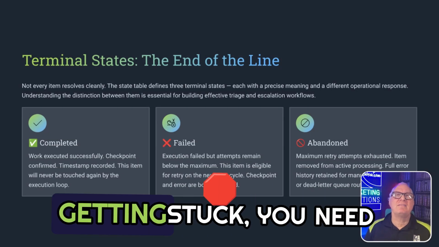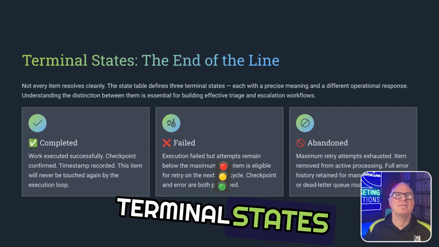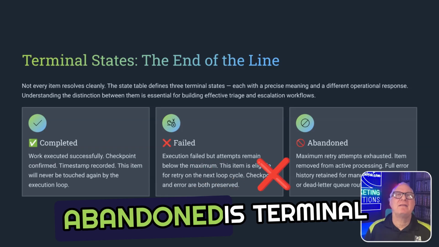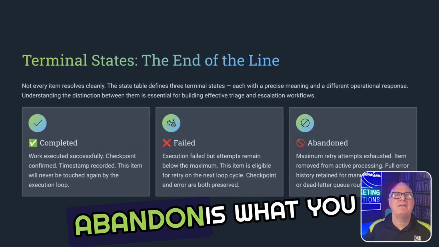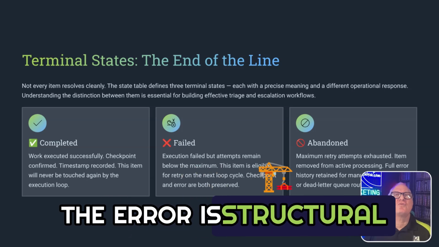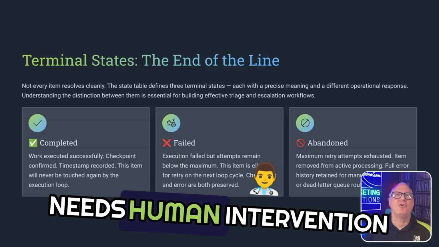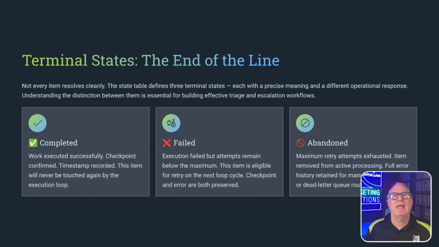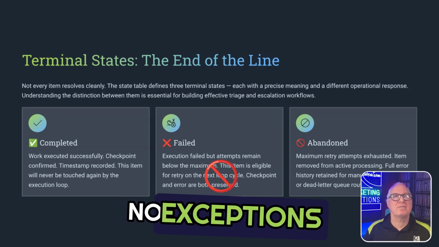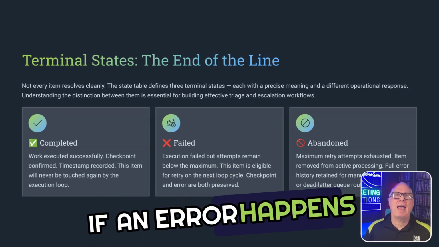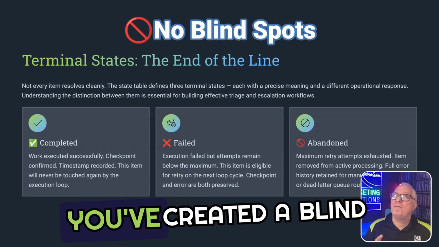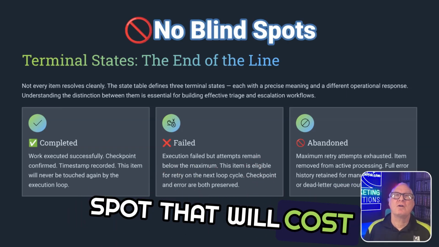To keep things from getting stuck, you need terminal states. Completed is terminal. Abandoned is terminal. Abandoned is what you use when max attempts is exceeded or when the error is structural and you decided it needs human intervention. And every error path must write state, no exceptions. If an error happens and you don't write failed with context, you've created a blind spot that will cost you later.